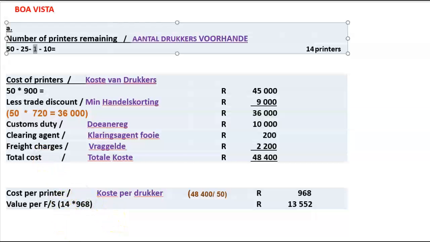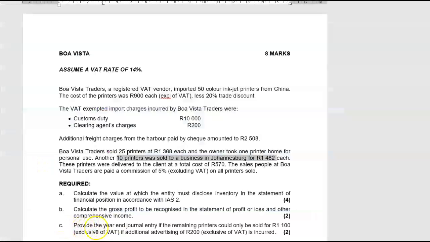Good, then the last part of the question: provide the year-end journal entry if the remaining printers could only be sold for 1,100 Rand exclusive of VAT, if additional advertising of 200 Rand exclusive of VAT is incurred. Now clearly this is all about my net realizable value adjustment. The first thing that you should make a note of is that when I work out my net realizable value, I have to exclude VAT in my calculations.